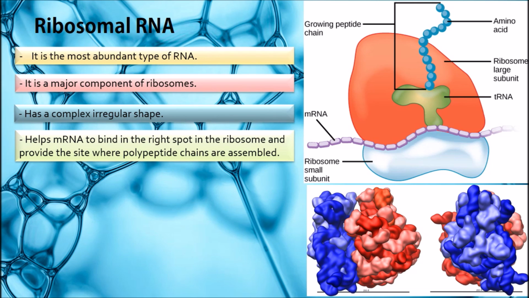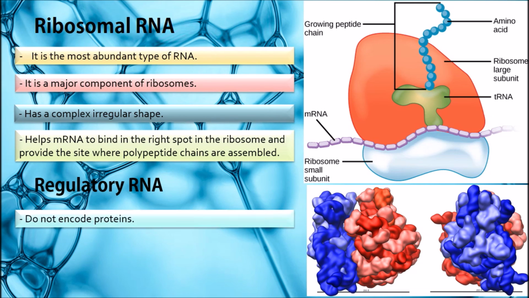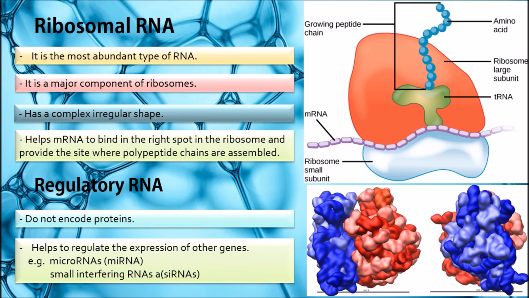Regulatory RNAs. They do not encode proteins. They help to regulate the expression of other genes. Examples: microRNAs and small interfering RNAs.